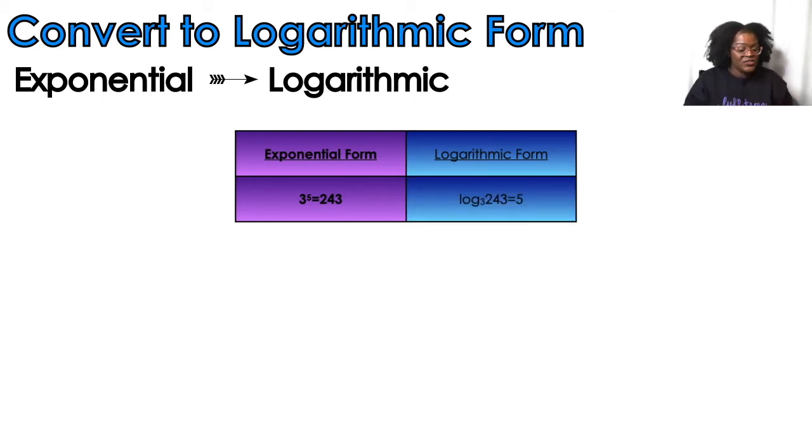Log base 3 of 243 equals 5. Again, you do the little loop-de-loop in your head. Your answer is going to be your exponent. That's what you have to think: my answer has to be the exponent, okay? And your base stays the same.